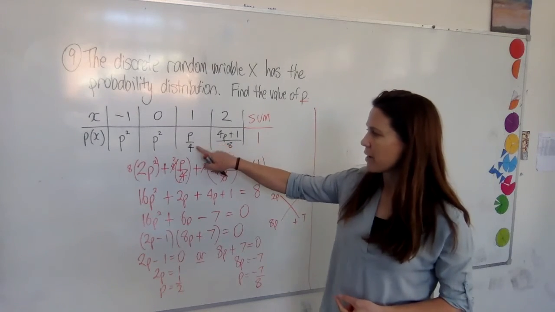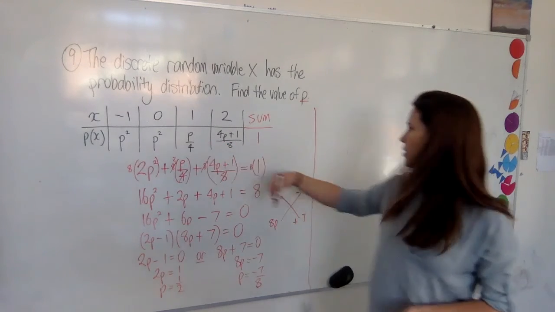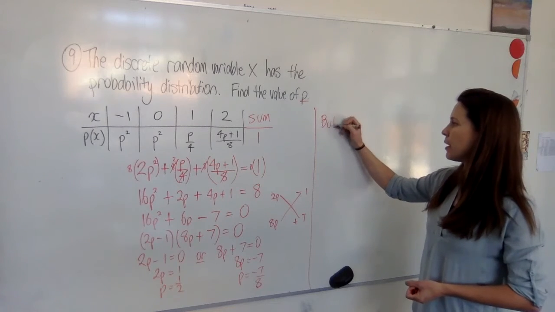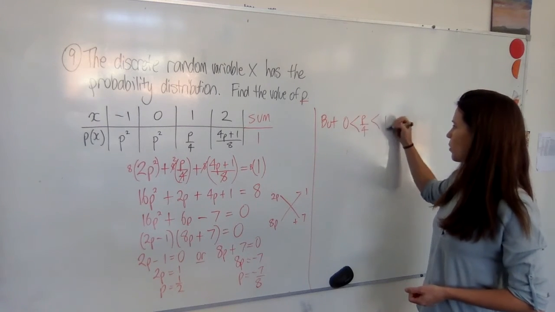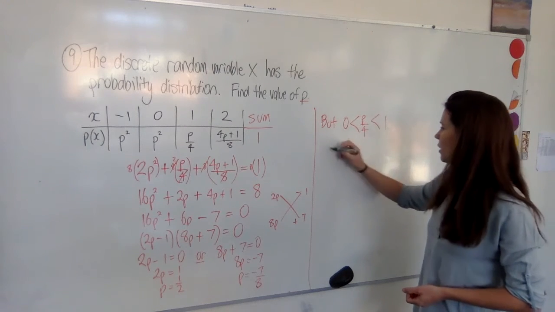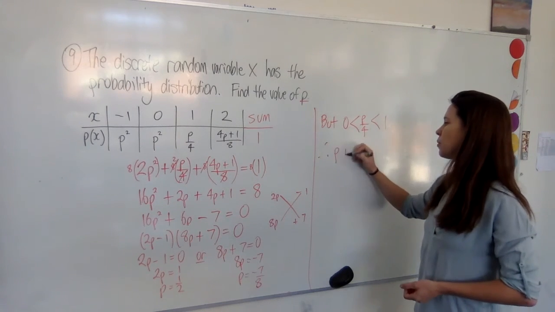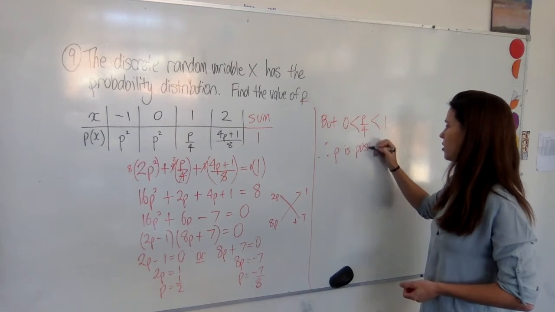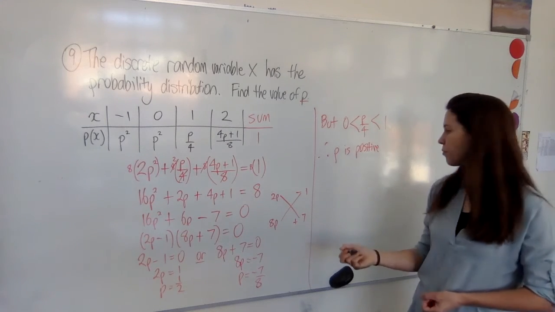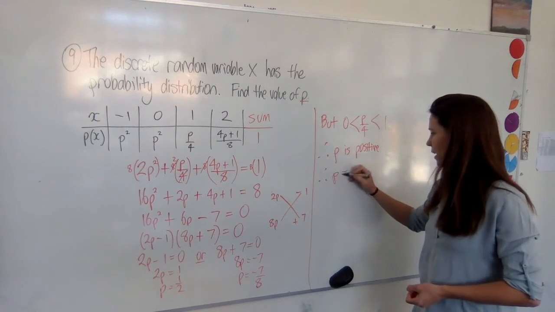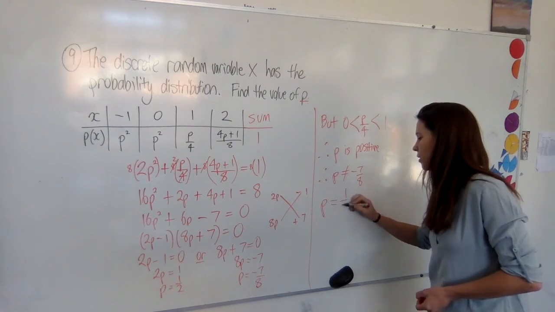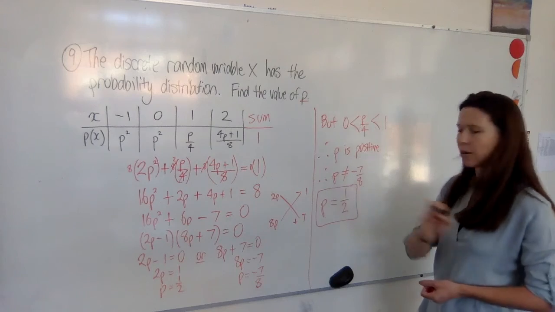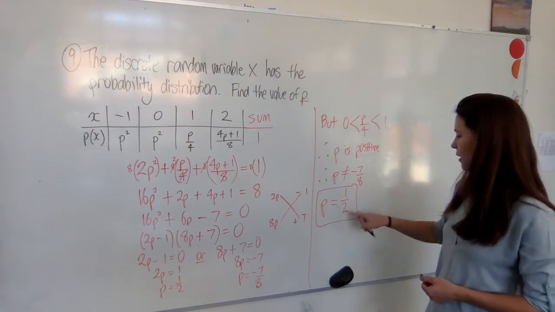So I've worked it out based on this p over 4 needing to be positive. So I'd write, but I know that p over 4 is between 0 and 1. Therefore, p is positive. Just write it down like that, nice and simple. Therefore, p cannot equal minus 7/8. P equals a half. And I just put a box around my answer so it's really clear that's my finishing point.